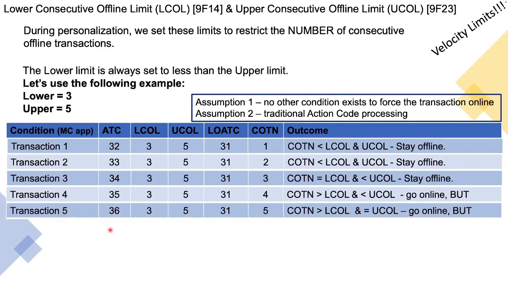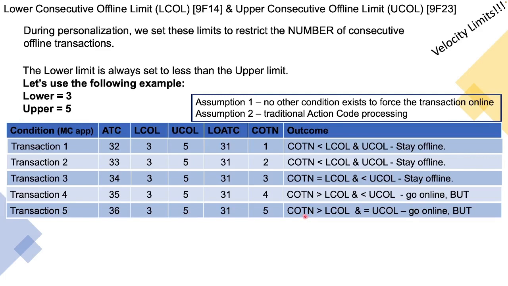Transaction 5, ATC value now 36. We know LCOL is 3, UCOL is 5, LOATC is 31 because on the last transaction we wanted to go online, but we couldn't because there were connectivity issues, so we completed it offline. So let's look at the next one. Is the offline counter, can you see it's greater than 3? We know it's greater than 3 and it's equal to 5. So it's equal to 5, but we haven't exceeded the UCOL.